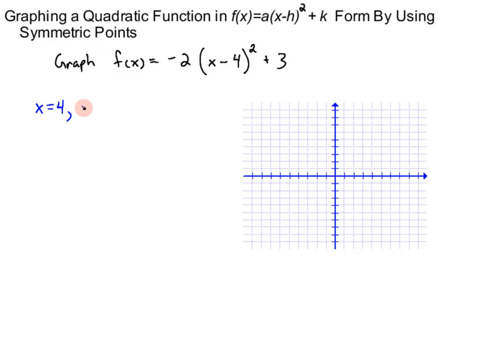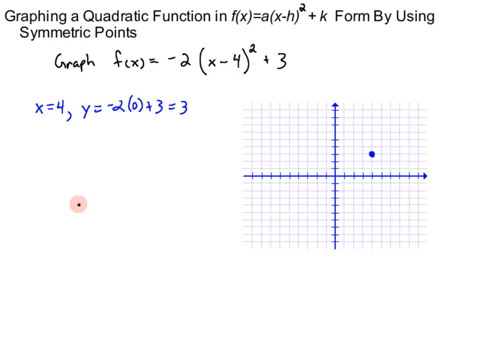So when x is 4, y would be negative 2 times, well, 4 minus 4 is 0, squared is 0, plus 3. So y would be 0 plus 3, which is 3. So we get this ordered pair where x is 4, 1, 2, 3, 4, and y is 3. That would be up here. This is what we call the vertex. The vertex, you'll see in a minute, is where the function doesn't have a mirror image.